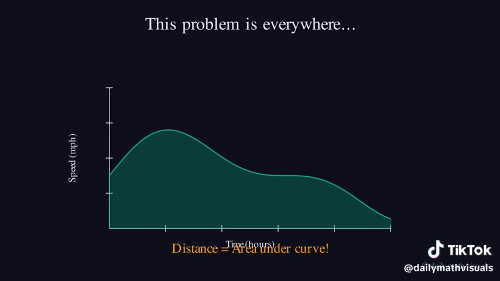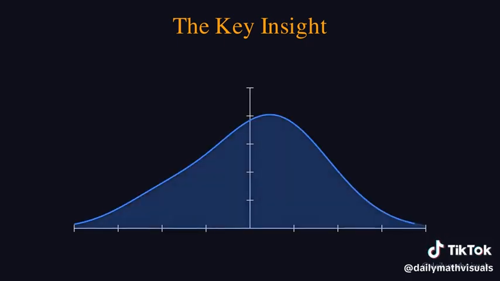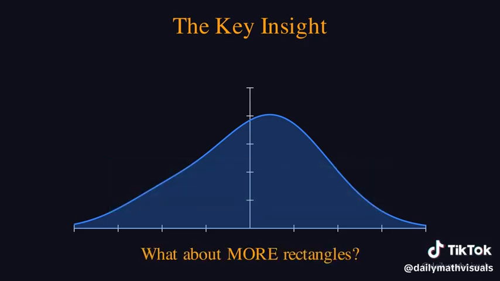This appears in physics, economics, biology, engineering, everywhere. Here's where a beautiful idea comes in. We can't calculate this area exactly. The curve is too complicated. But what if we don't need exact? What if we start with an approximation? One rectangle? That's a terrible approximation. Way too rough. But it's something. It's a starting point. What if we use more rectangles?